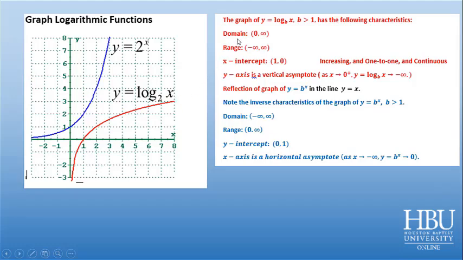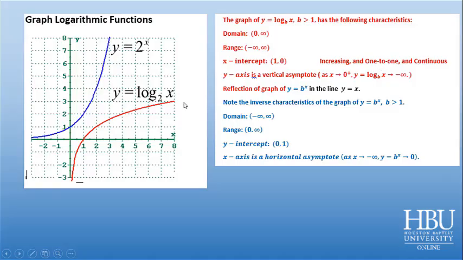Let's summarize the characteristics of this logarithmic graph that we have just seen. The domain is 0 to infinity. If I'm taking the logarithm of x, x must be greater than 0. The range, as we've seen, is minus infinity to infinity. Our x-intercept is this point 1, 0. The logarithm of 1 to base 2 is 0 because 2 to the 0 equals 1. The graph is increasing as you go from left to right. It's 1 to 1. It passes the horizontal line test, and it's continuous.